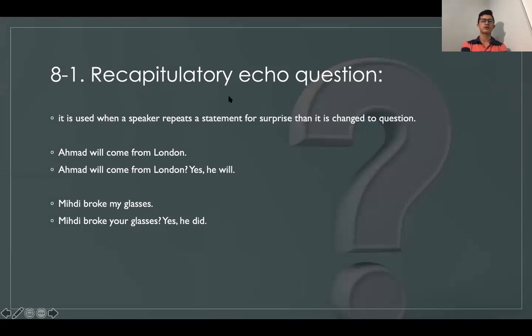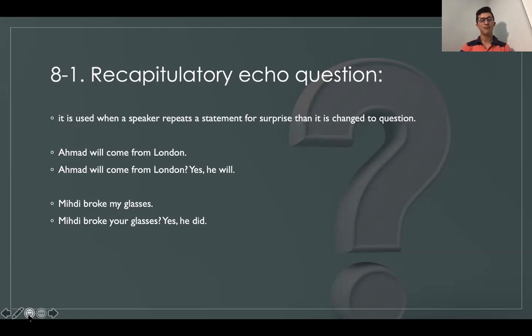The recapitulatory echo question is used when a speaker repeats a statement for surprise. Then it is changed to a question. You ask something for surprise. You're not asking for information. You're asking to show your surprise, but in question mode. Like this. The first one says, Ahmad will come from London. It is surprising news for you. You say, Ahmad will come from London? Yes, he will.